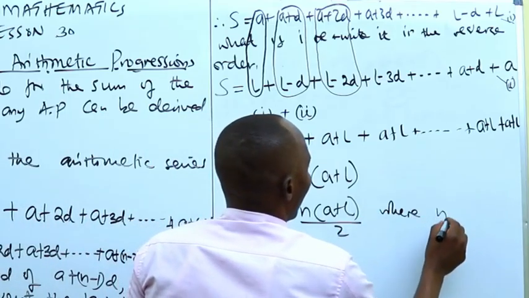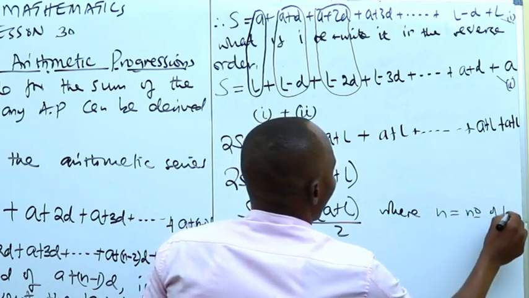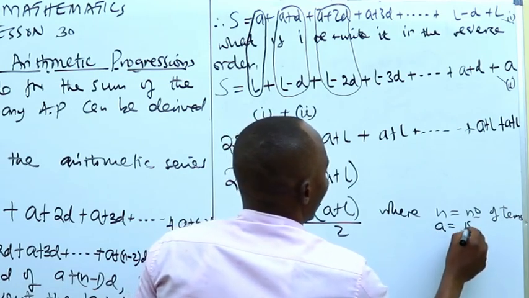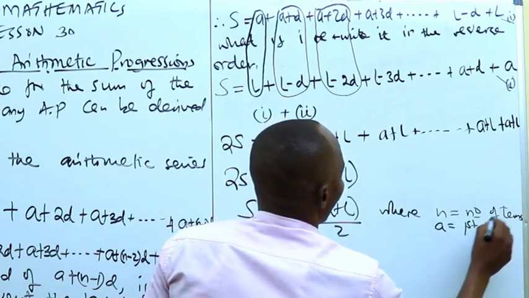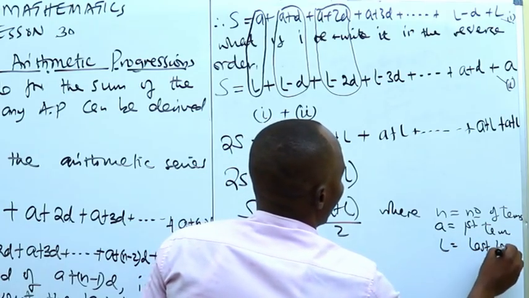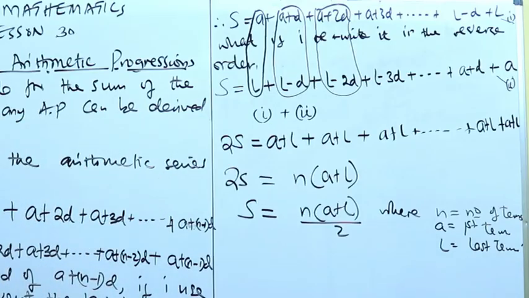Where n is the number of terms, A is the first term, and L is the last term.